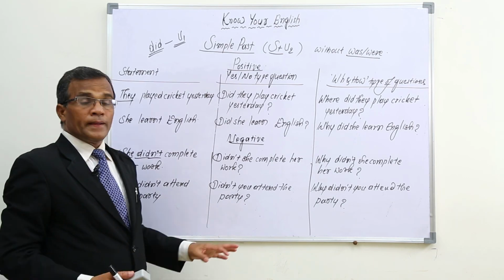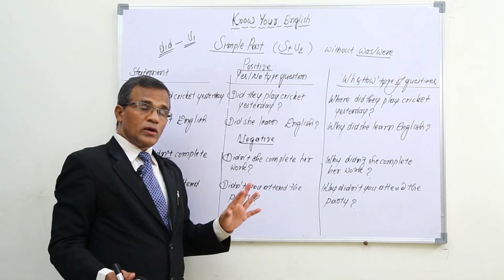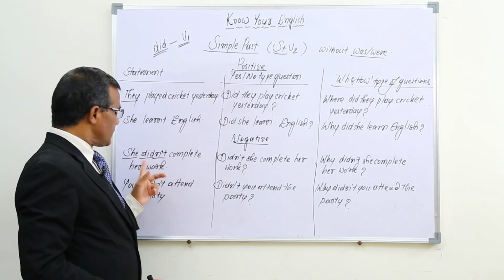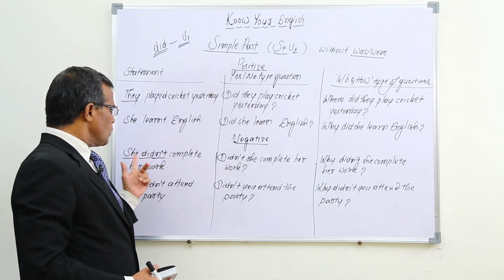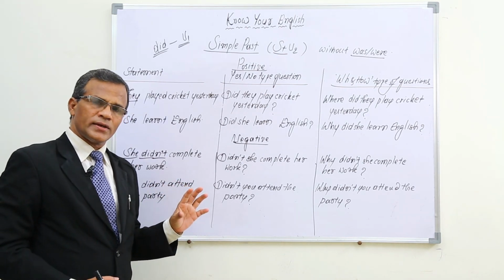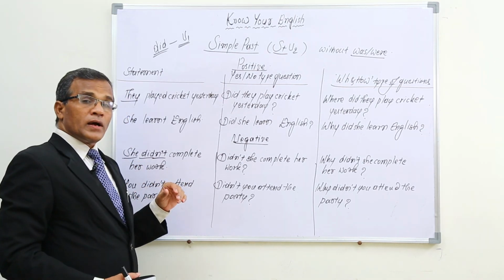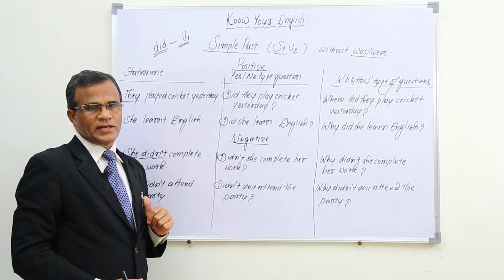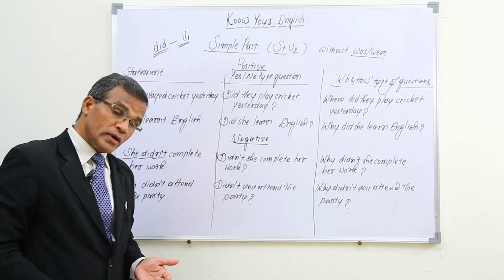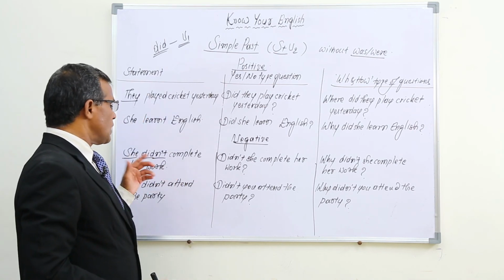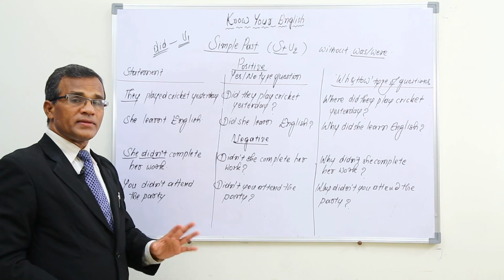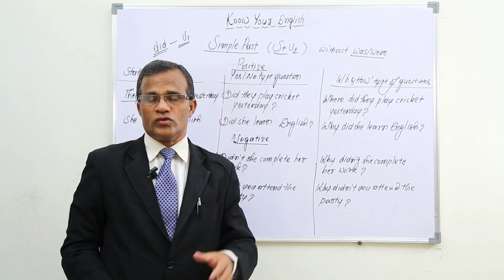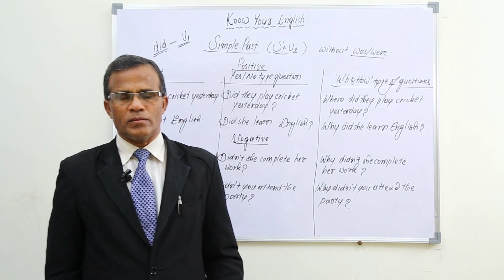If you want to put a question with who and how many people, it is the same again. She didn't complete her work. Removing she, if you use who: who didn't complete her work? In the same way, how many of you didn't complete your work? How many of them didn't complete their work? Who, how many people, how many of you, how many of them, how many of us. Simply we go back to the statement, remove the subject and use them, so that we get WH and how type questions also.